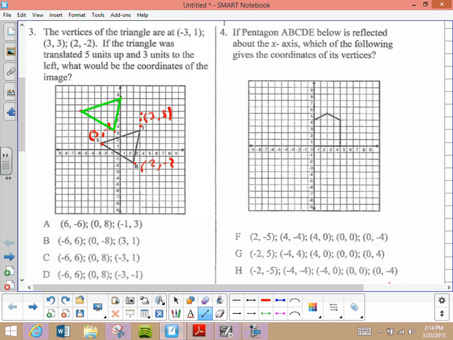There we go. Now, I'm going to find the new coordinates for that. This is -6 and 6. This is 0 and 8. And this guy is -1 and 3.